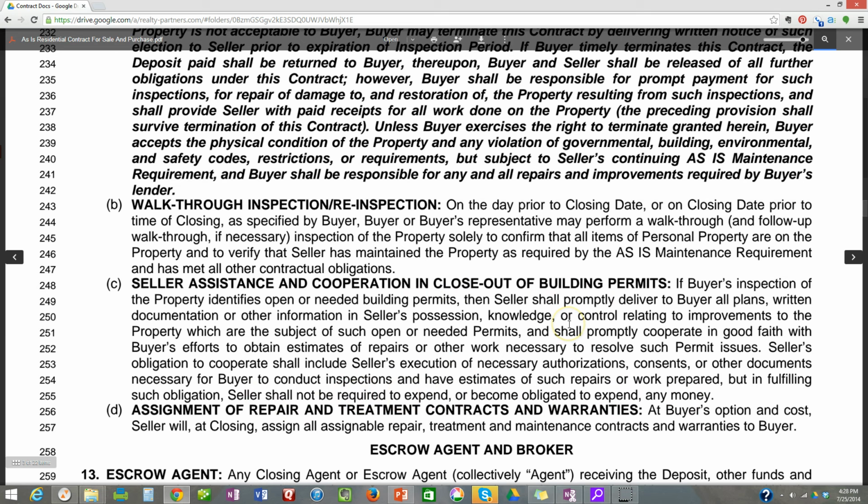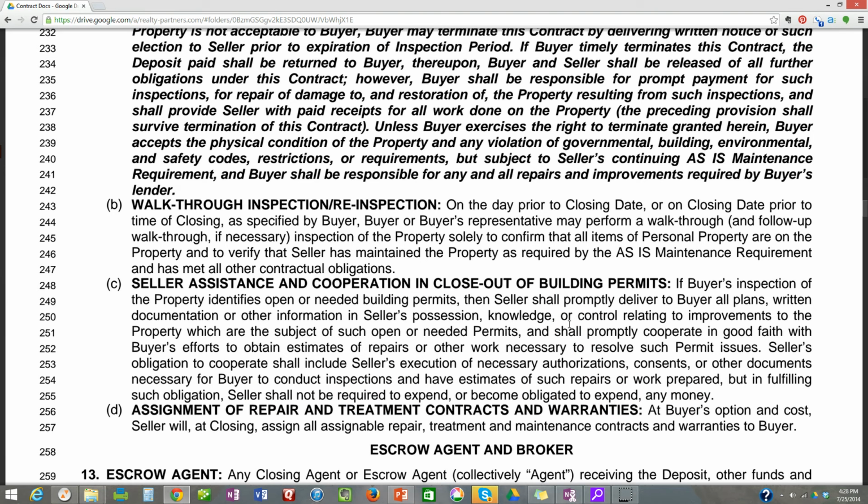Okay? So it's very, very important that if you find some open permits, that you write an addendum to the contract addressing, maybe extending the right to cancel the contract if these permits are not being addressed. And all of that has to happen prior to the expiration of the inspection period.